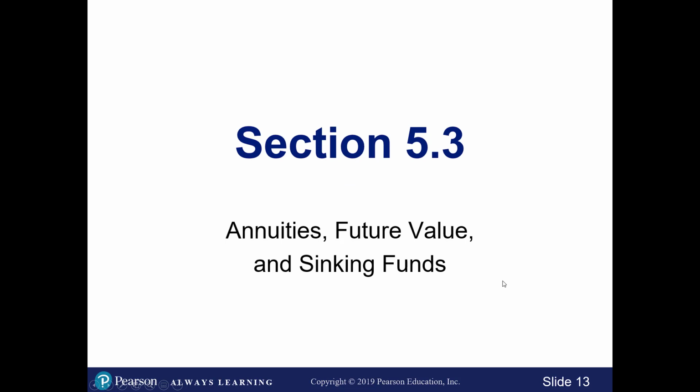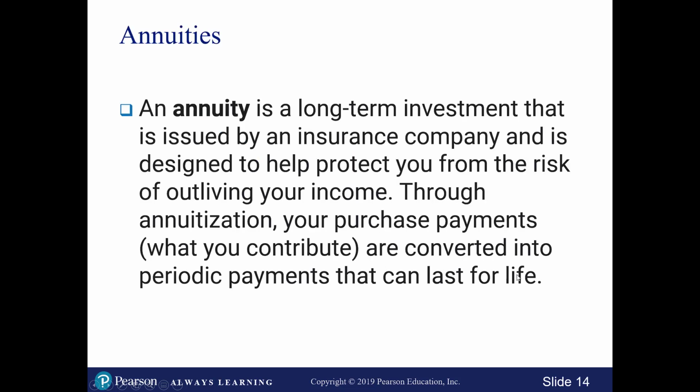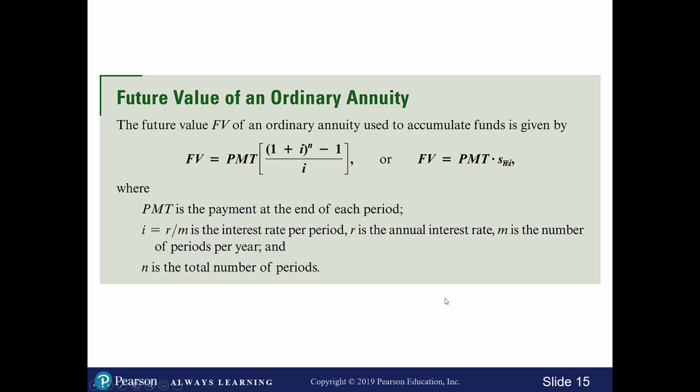Then we'll come to annuities, future values, and sinking funds, where an annuity is just a long-term investment issued by an insurance company, and it's hopefully there to protect you from the risk of outliving your income. And so we'll talk about how we can find what we could have in the future for these. As you're going to see, these can be quite complicated formulas. So once again, we're going to use Excel.